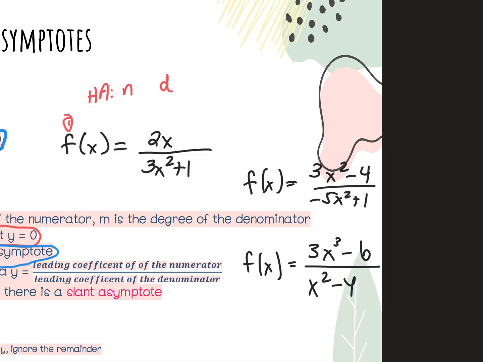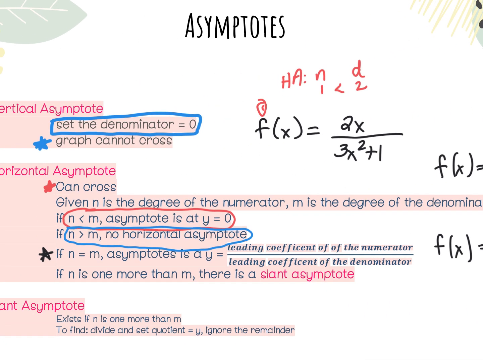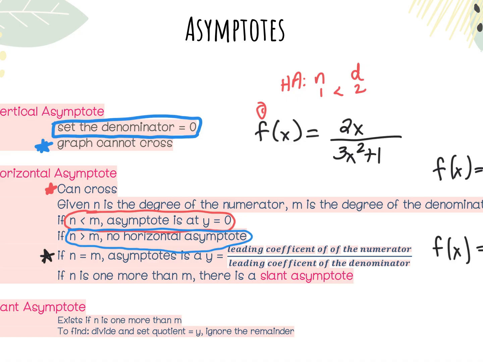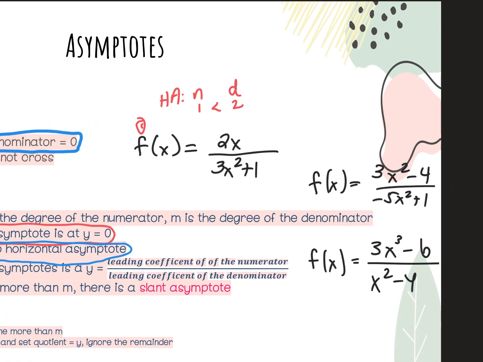In my little example 1 here, what is the degree of the numerator? 1. What is the degree of the denominator? 2. 1 is what then 2? Less than, right? It's either less than, greater than, or equal to. So if my numerator degree is less than the denominator degree, what's my horizontal asymptote? Y equals 0. You would write your horizontal asymptote is y equals 0.